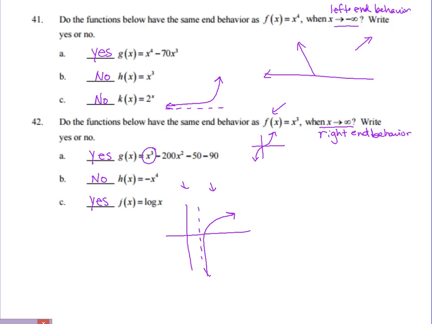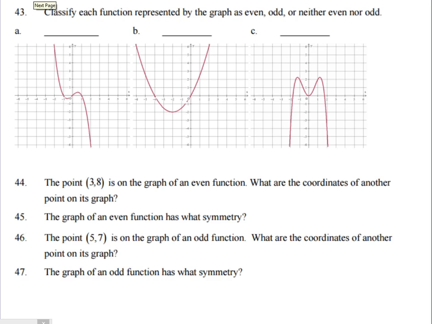All right, let us move on. So here we're supposed to classify each function by the graph as even, odd, or neither. In order for it to be odd, we talked in class about how if the point x, y is on the graph, then the point opposite x, opposite y is also on the graph. It has to be symmetric about the origin. So there's this rotational symmetry. If I rotate it 180 degrees, I'll match up to that side. So we want to check that one.